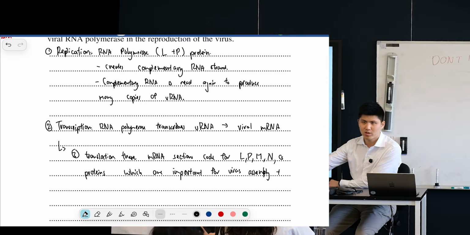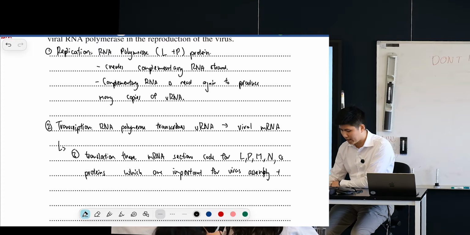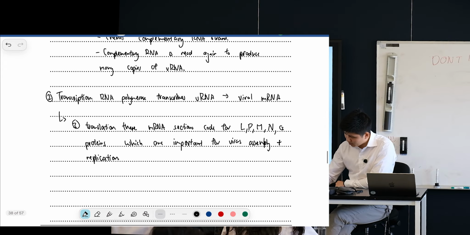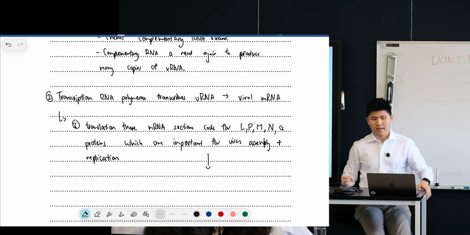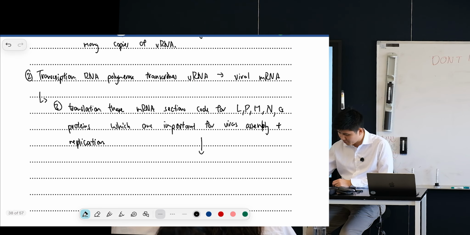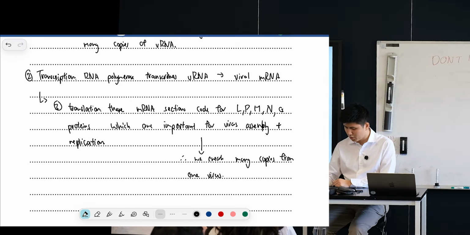Plus, I'll also link it back to replication because we know we use the L and P proteins as a polymerase to replicate our strand. So plus replication. I might also say that combining all these strands together, therefore we create many copies from one virus. All right, cool.